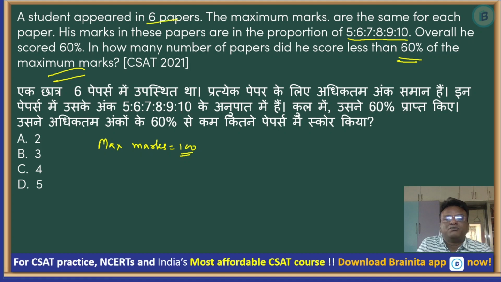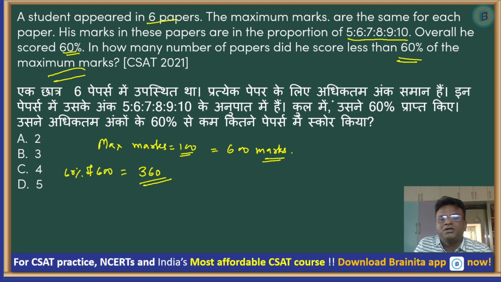How many papers? 6 papers. So the exam was for 600 marks. What was his overall score? Overall he scored 60%. So his score out of this 600 was 360, which is 60% of 600. His score is divided among 6 papers in this ratio. We will simply calculate the marks for each of the papers. That will tell us in how many papers he scored less than 60. So how will you do that? I will just add this, because then I need to divide this 360 into this ratio.